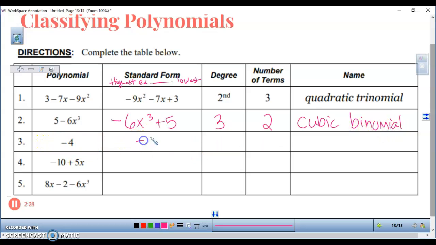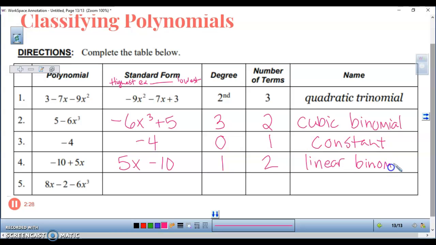So negative 4, that is the standard form. The degree is 0 since there's no x. It only has 1 term, so that is constant. This one has 2 terms, standard form. My x would come first, so this would be 5x minus 10. Degree would just be 1 here. That's the degree of my x value. It does have 2 terms, so this would be a linear, because it's a degree of 1, binomial, because it has 2 terms.